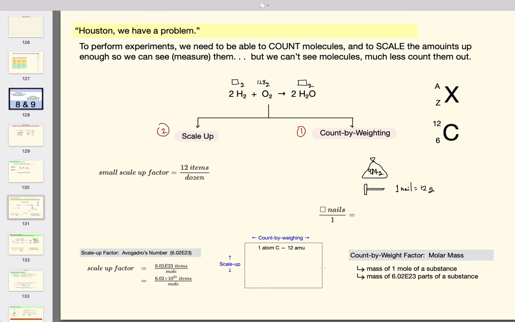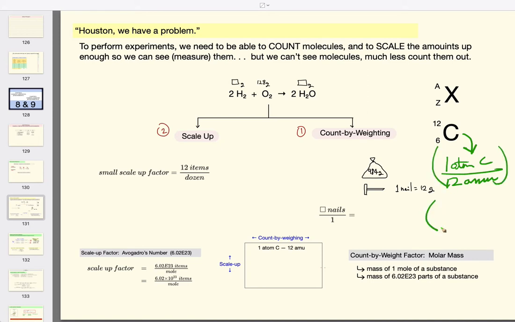So from the periodic chart, I could actually generate, if I were going to do a calculation, a conversion factor from that. I could say one atom of carbon weighs 12 atomic mass units, or I could write the conversion factor upside down. There's 12 amu and one carbon atom. This is what's going to allow us to count by weighing when we're dealing with molecules.